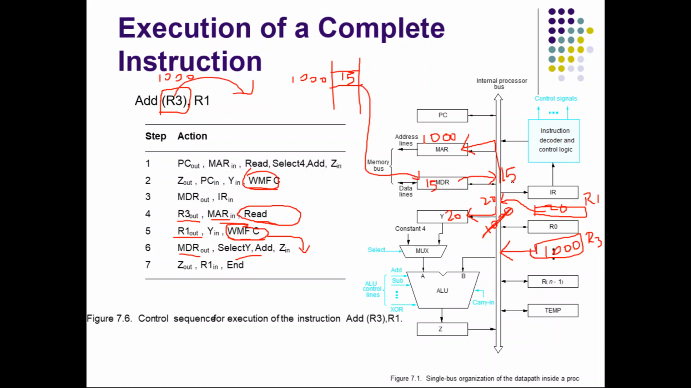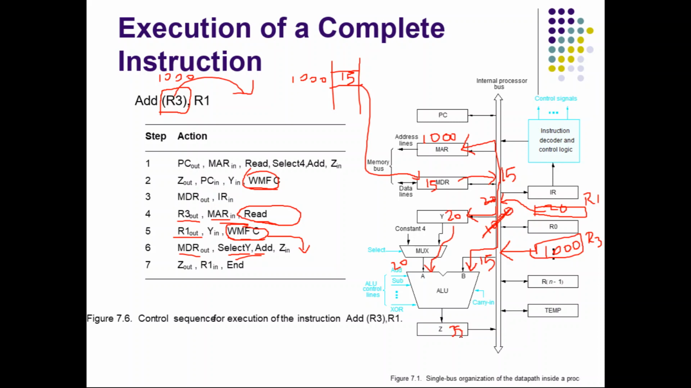Okay, and then so 15 is now available in the system bus. If 15 is available in the system bus, it will be also available through B input. Okay, right? And then what we are doing, select Y. In Y what is there? 20 is there. So this 20 will be available through A input. So through A, 20 is passed, and through B, 15 is passed. Then we say add. So this 20 and 15 will be added, and the result will be stored in Z through Z in, which is nothing but 35.